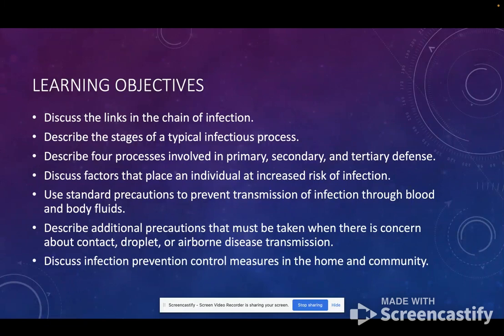So, some of our learning objectives: we're going to look at the links in the chain of infection. We're going to look at the different stages of a typical infectious process. We're going to look at the processes involved in primary, secondary, and tertiary defense. Discuss factors that place an individual at increased risk of infection. Look at standard precautions to help prevent transmission of infection through blood and bodily fluids. Then we're also going to talk about the additional precautions like contact, droplet, and airborne, and then just some infection prevention control measures in the home and in the community.